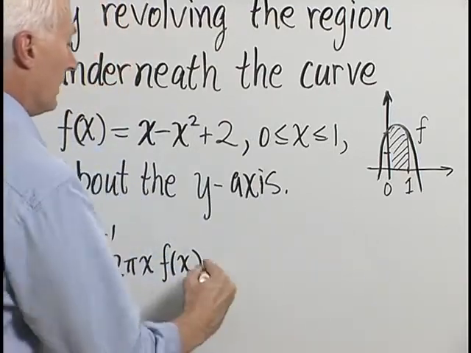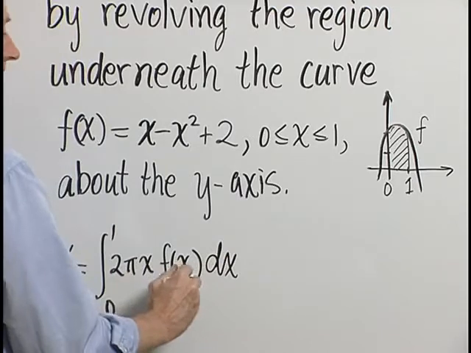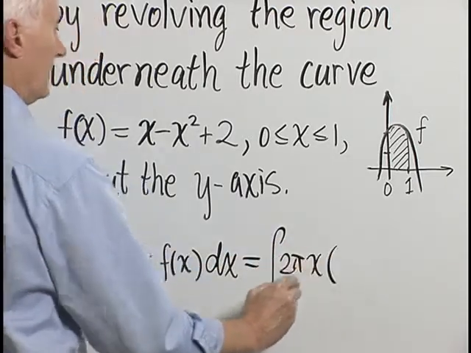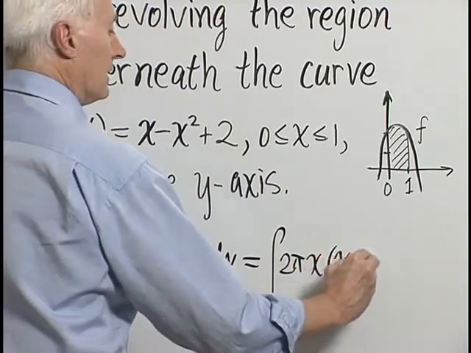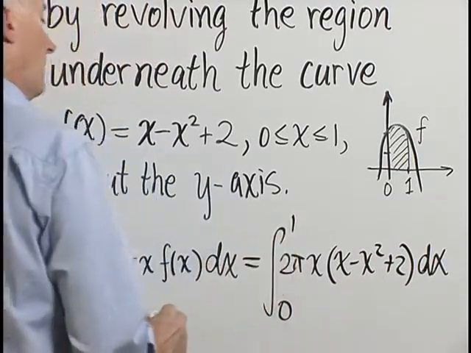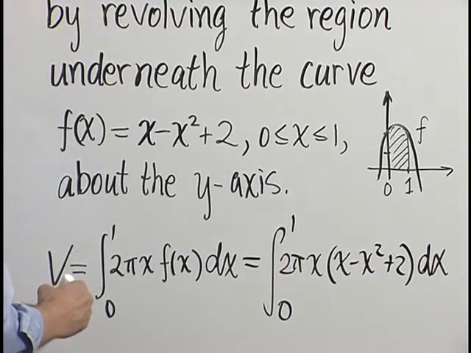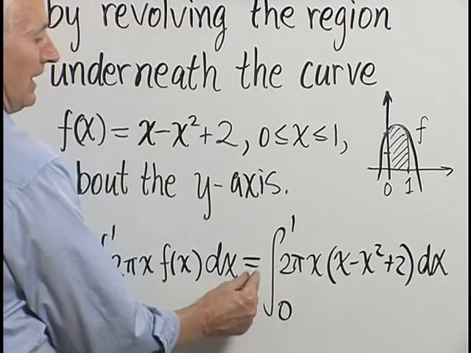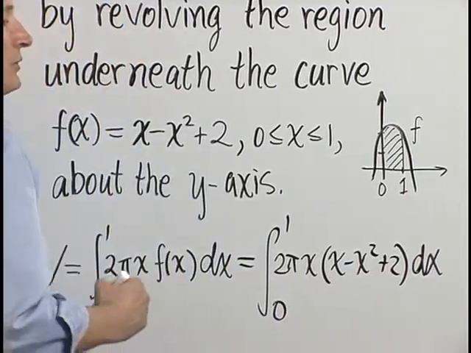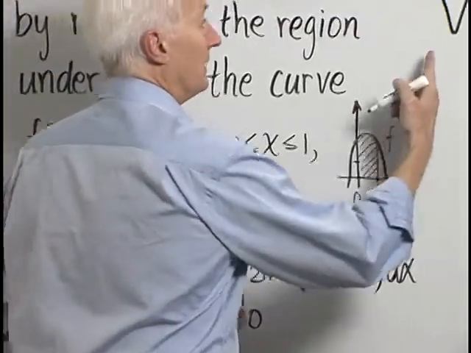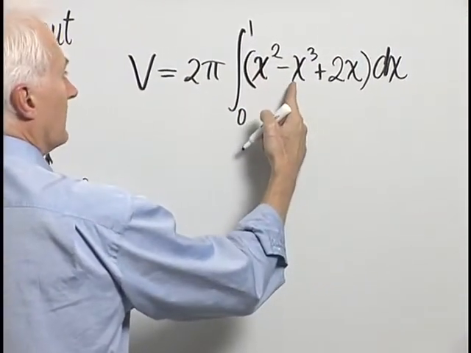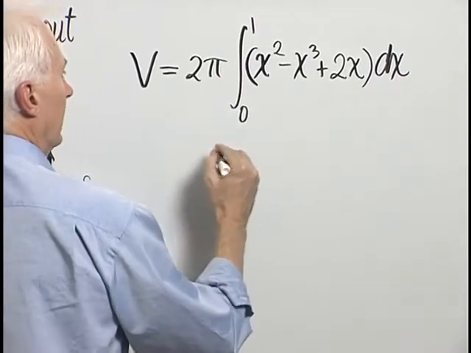This is 2 pi x f of x dx, and of course that's 2 pi x times what is our f of x? It's x minus x squared plus 2 dx, and we're integrating from 0 to 1. So there it is. Now the first thing to do is simply take the 2 pi outside the integral and multiply the x through and distribute it through. And so then we would get that our volume is 2 pi times the integral from 0 to 1 of x squared minus x cubed plus 2x dx.